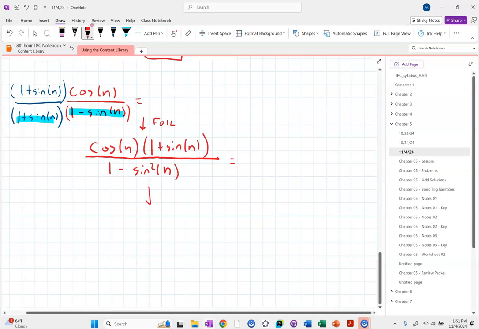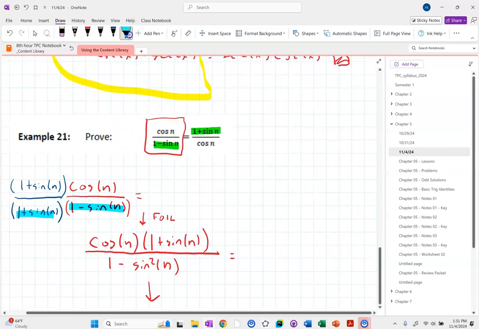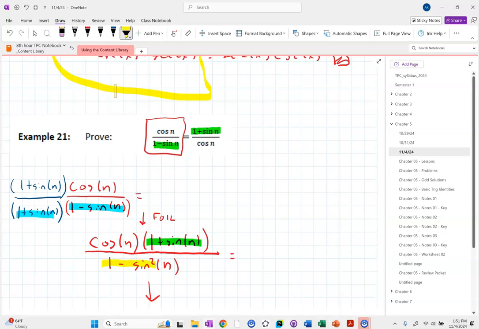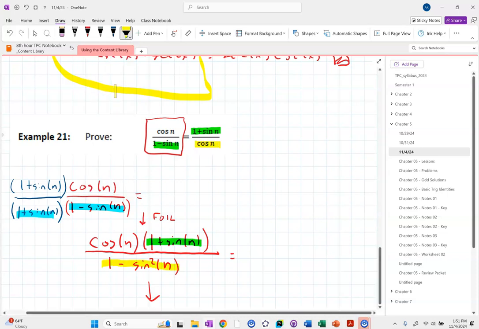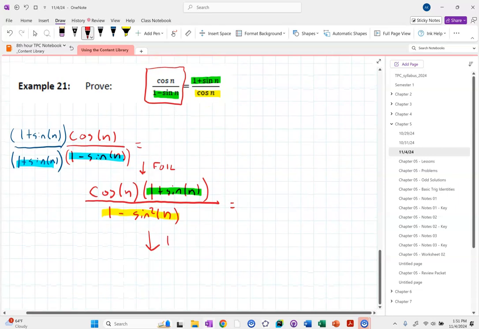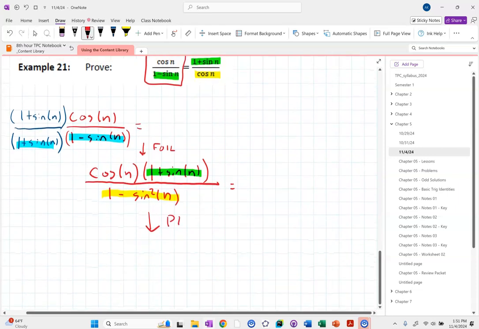All right. What do you notice now? So I have that 1 plus sine in my numerator, right? Somehow 1 minus sine squared, though, has to turn into cosine. Well, is there something that I can turn a 1 minus sine squared into, something with cosines in it? Pythagorean identity, right. 1 minus sine squared is cosine squared.